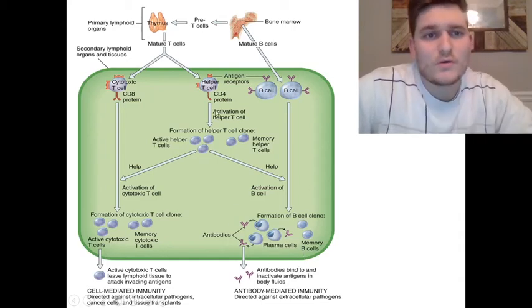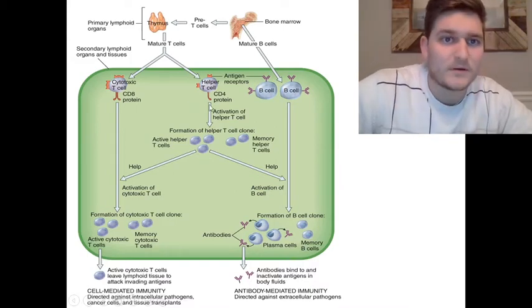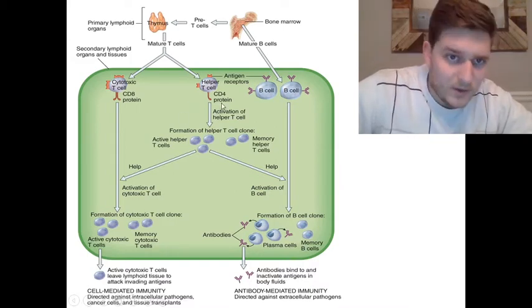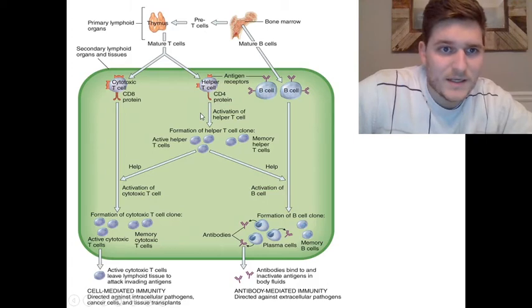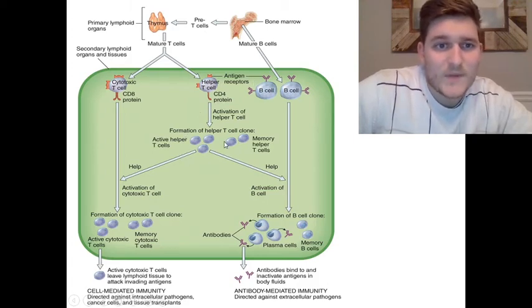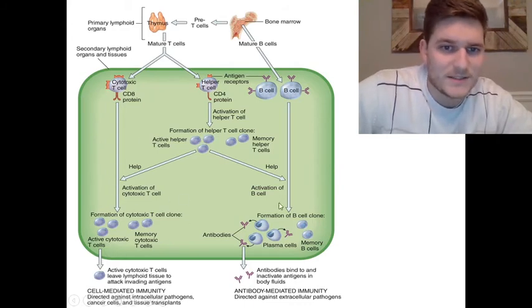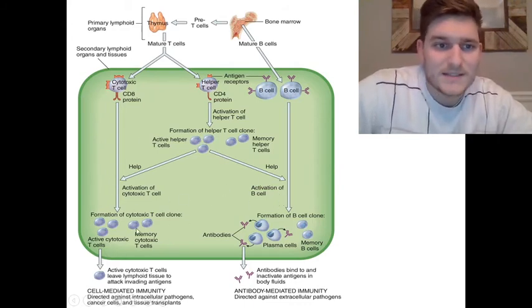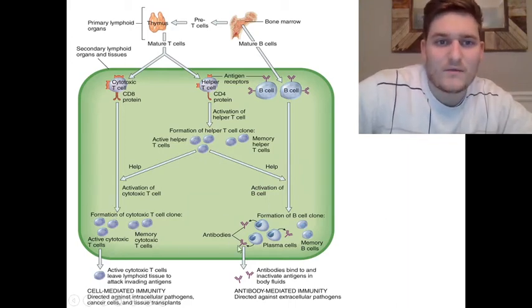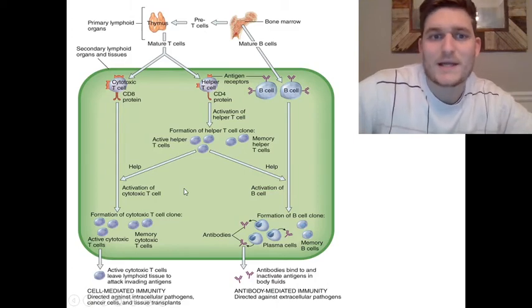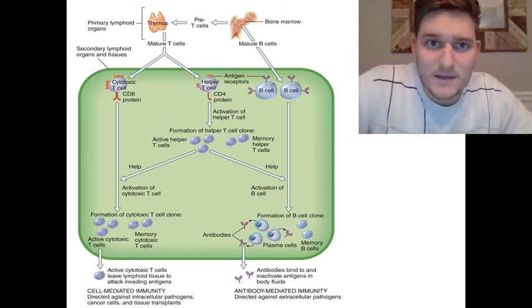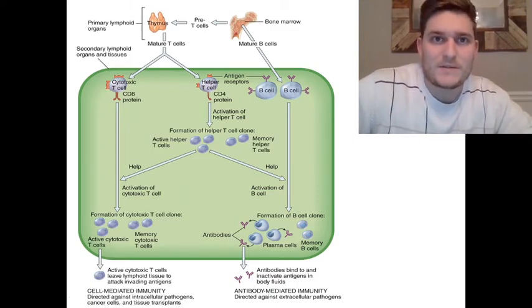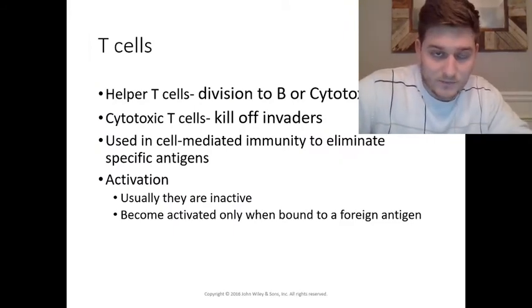And so, where do helper T cells come in? Well, helper T cells are going to recognize certain antigens, right? And when helper T cells become active, they're going to activate either cytotoxic T cells or B cells. And that's going to lead to, again, these cells becoming active and basically getting rid of the threat that has entered our bodies. We just explained this on the last slide, but let's go through it quickly.